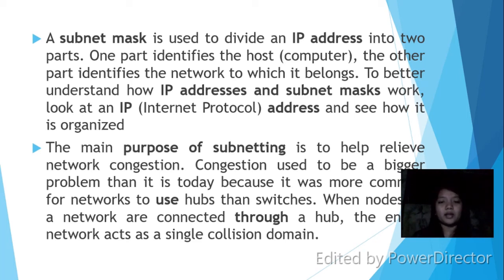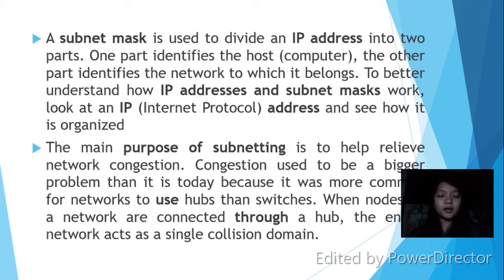A subnet mask is used to divide an IP address into two parts. Part one is used to identify the host or the computer, and the other part is to identify the network to which it belongs. To better understand how IP addresses and subnet masks work, look at an IP, or Internet Protocol, address and see how it is organized.